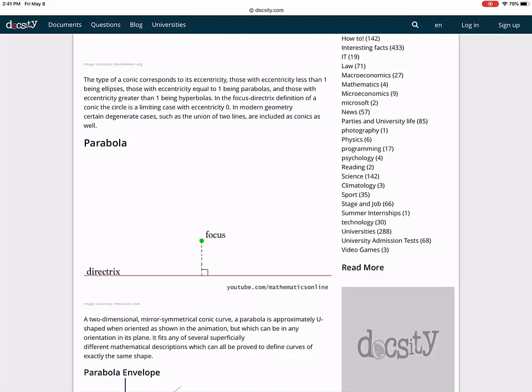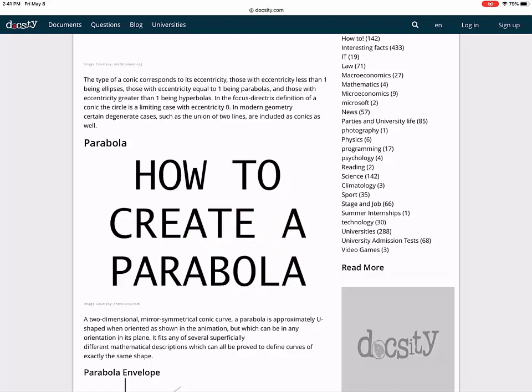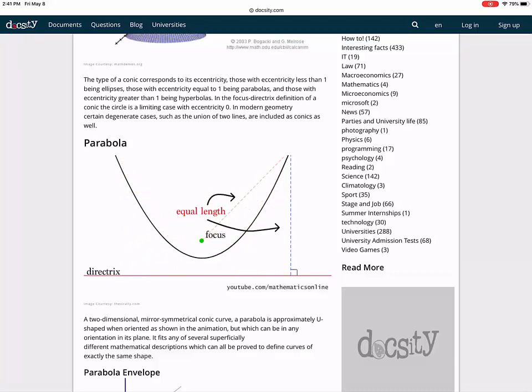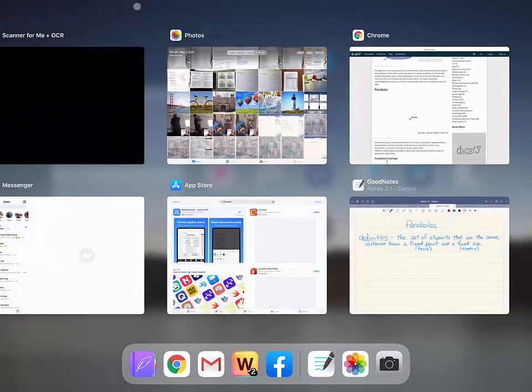Focus, directrix, perpendicular. The midpoint is the vertex. The lengths are equal, and as you move up the parabola on either side, those lengths stay equal to each other, and that's what makes a parabola work. So we will draw one here in a minute. This is a parabola that opens up as opposed to the ones that open sideways.